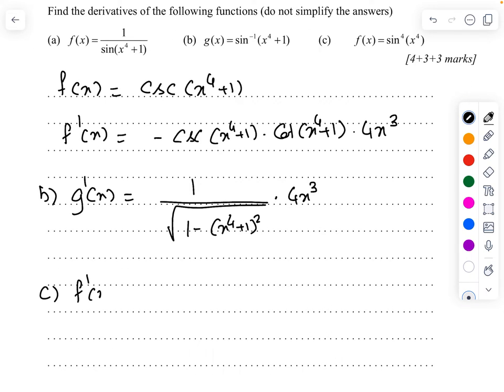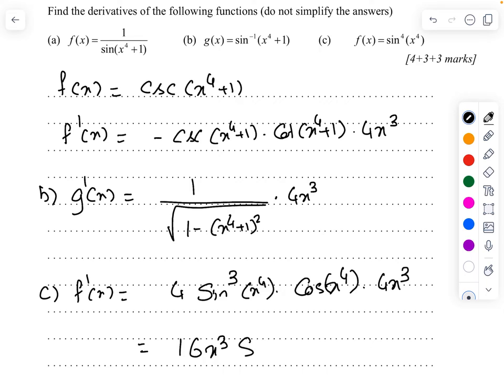Then again, f prime x will become, power rule first, sine cubed of x^4. The derivative of sine x^4 is cos x^4. The derivative of x^4 is 4x cubed. So the answer will be 16x cubed sine cubed (x^4) times cosine (x^4).